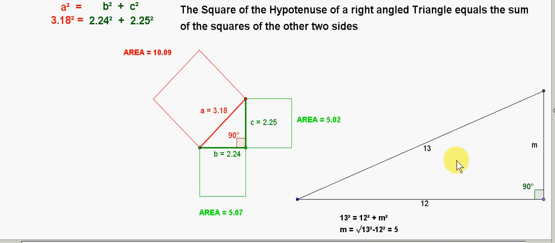Here is another example of a right angle triangle whose sides have integer lengths. The hypotenuse here is 13. So by Pythagoras, 13 squared equals 12 squared plus m squared. If we rearrange this, we get m equals the square root of 13 squared minus 12 squared. This is the square root of 169 minus 144, or the square root of 25, which is 5. So this side here is 5.